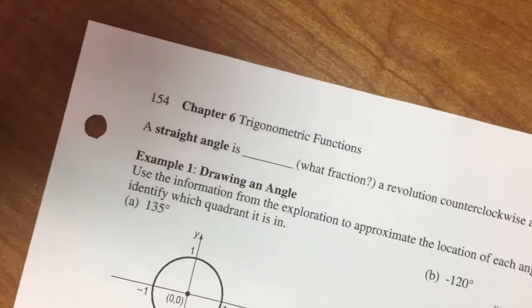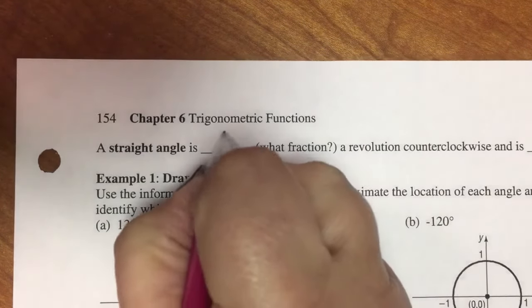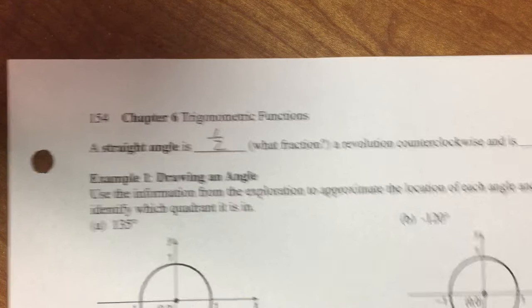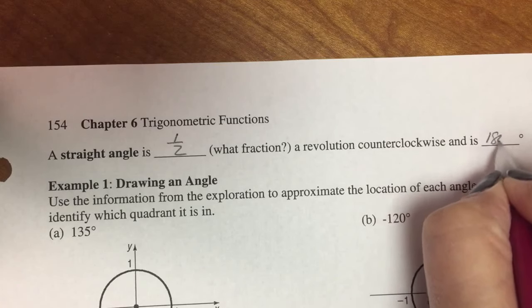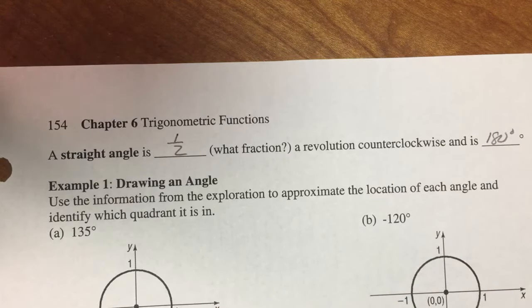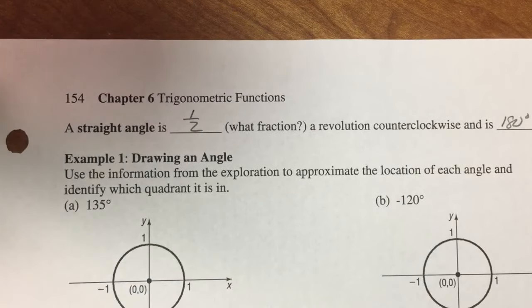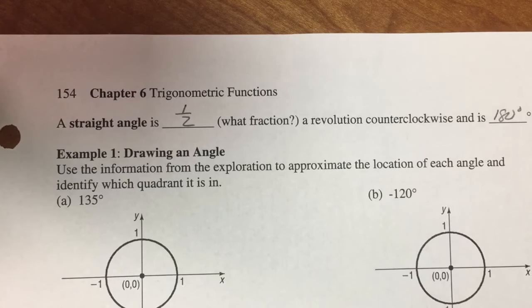If you look up at the top of the second page, a straight angle is actually 1/2 of a revolution counterclockwise, and then it's 1/2 of 360, which is 180 degrees. So when you're drawing an angle, you're just kind of estimating it unless you actually use a protractor, which we are not going to use. But you always want to draw it in standard position.